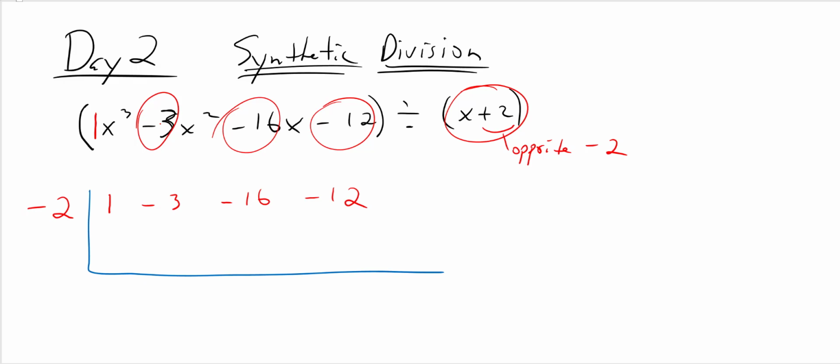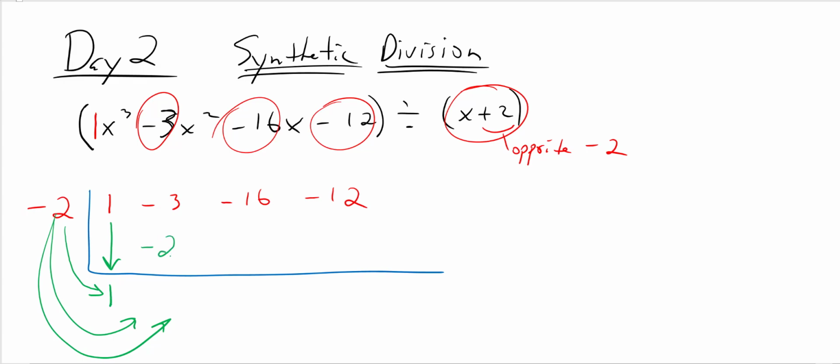Okay, so now we have this. This is how we go. First thing we're going to do is take that 1 and bring it down to here. So that's a 1 here. Okay, and then you're going to multiply. You're going to say -2 times 1. You're always multiplying that -2 times a number here, no matter how many numbers I have. So I say -2 times 1, which is -2, and you write it here. And then you add going down. So -3 minus 2 is -5. Okay? That makes sense, right?